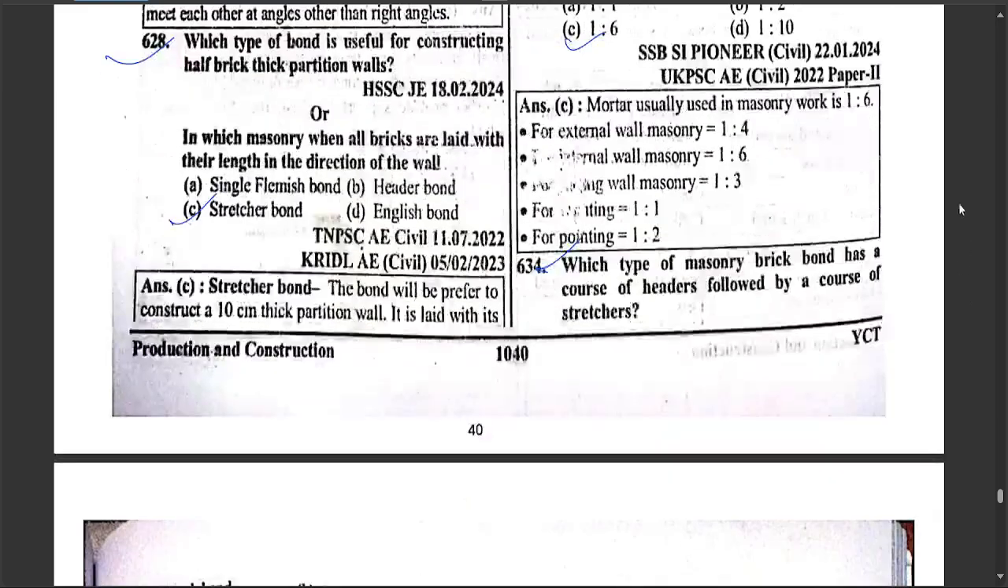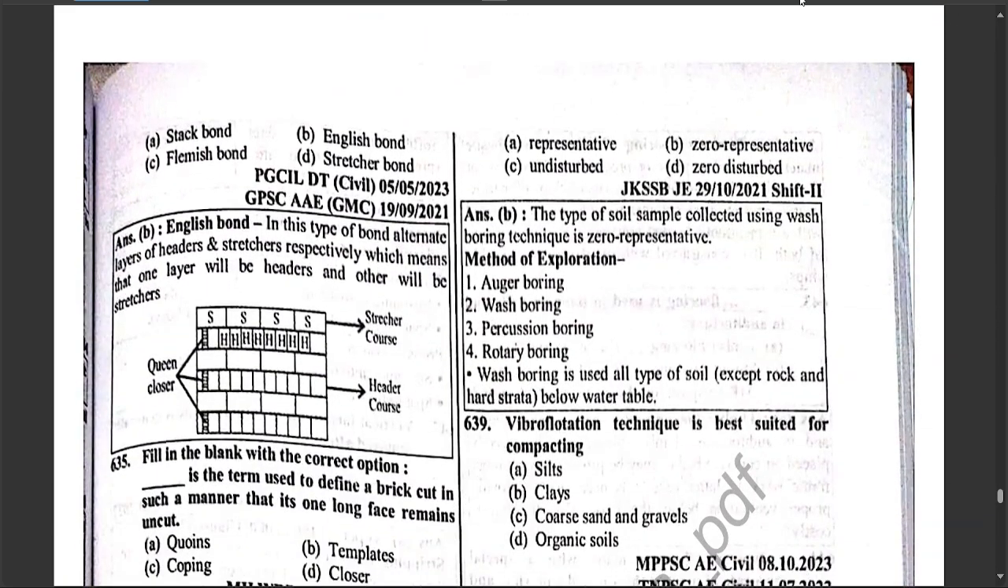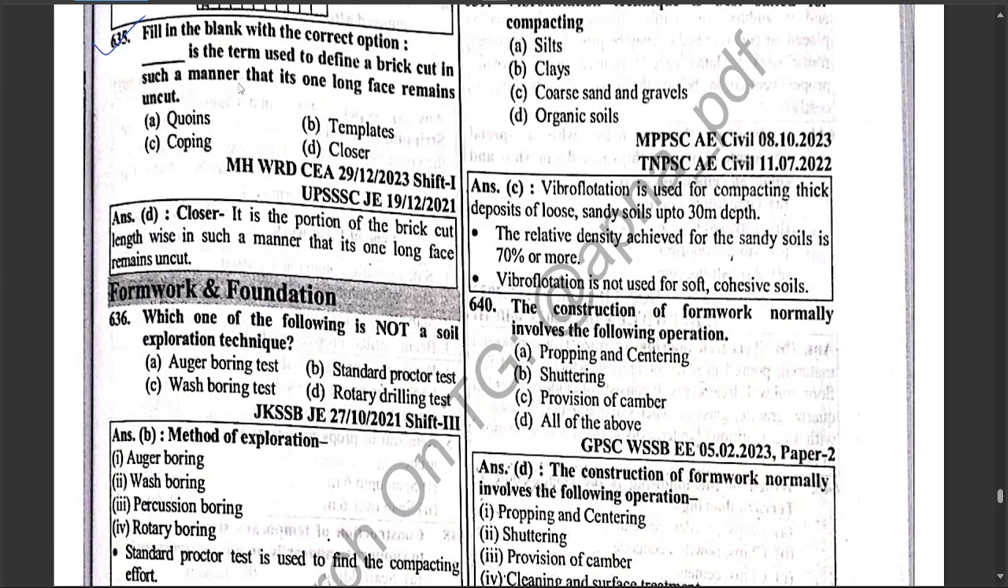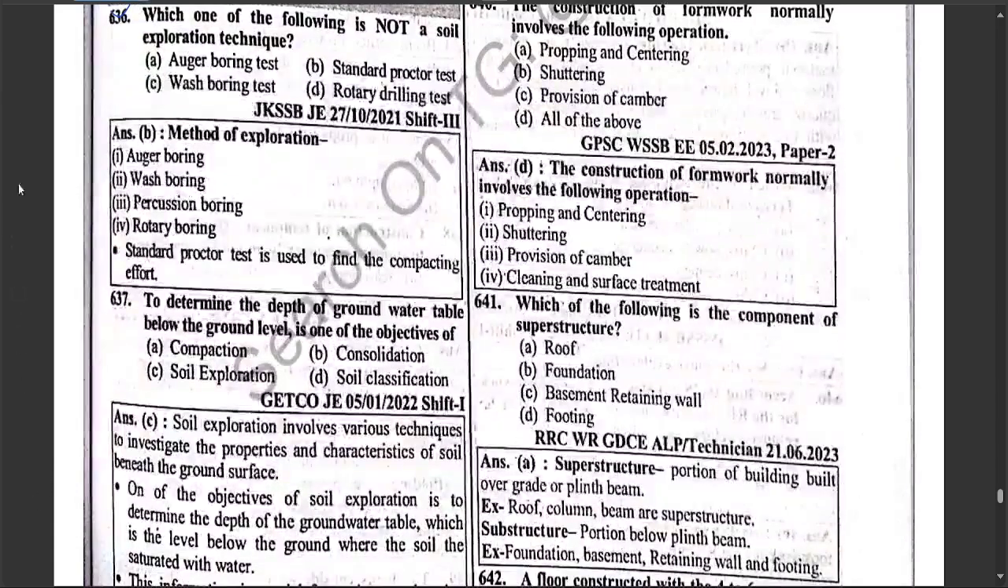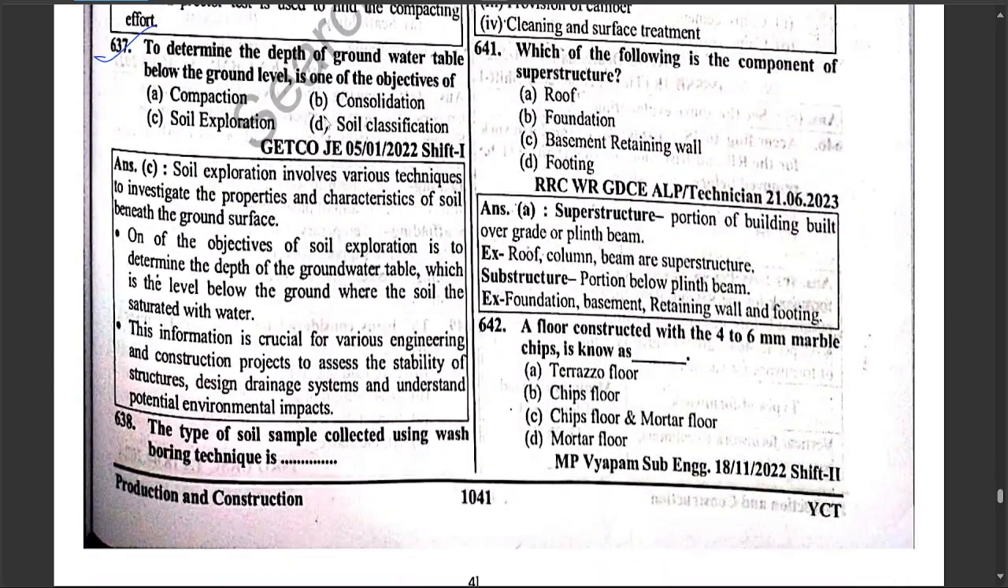Which type of masonry brick bond has a course of headers followed by a course of stretchers? The English bond. Closure is the term used to define a brick cut in such a manner that one long face remains uncut. Which of the following is not a soil exploration technique? Standard proctor test. Determining the depth of the groundwater table below ground level is one of the objectives of soil exploration.